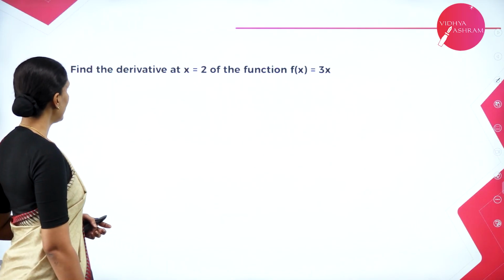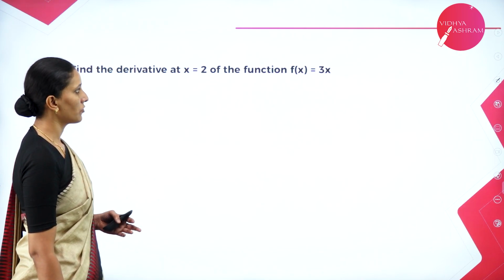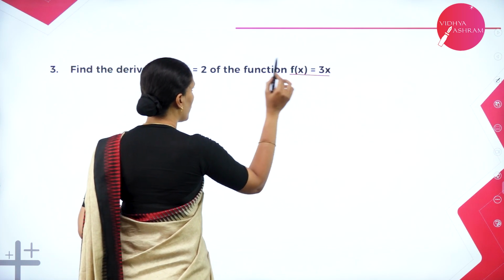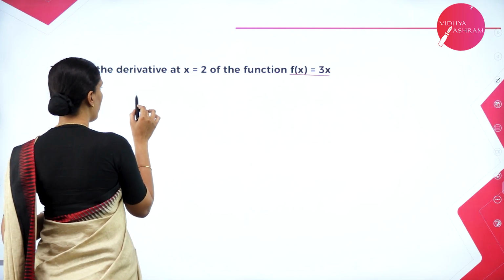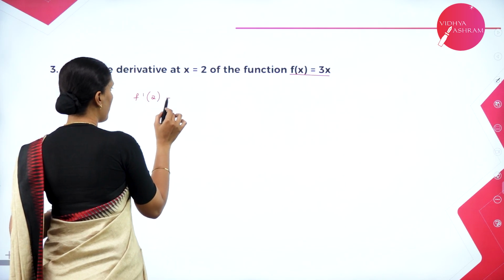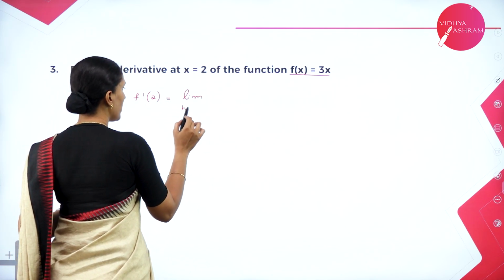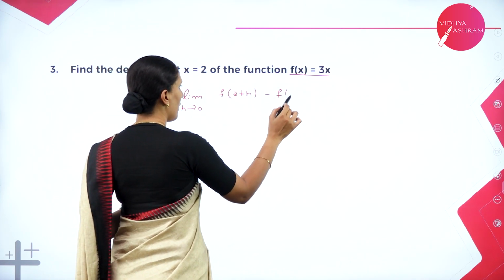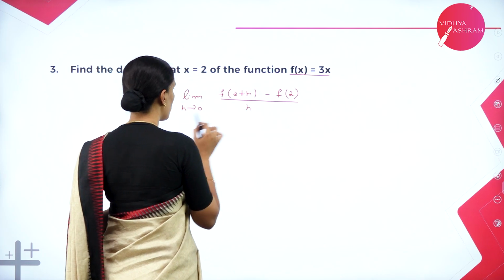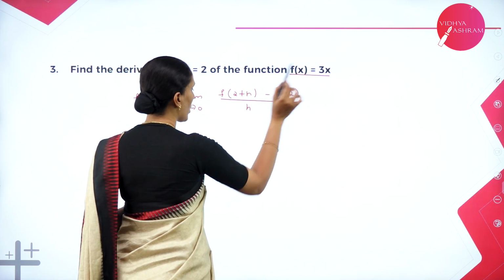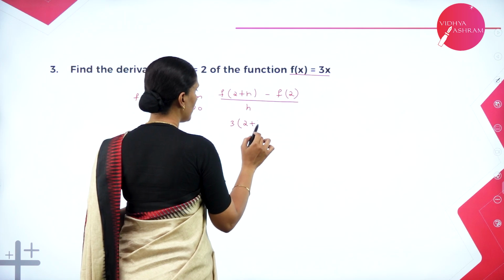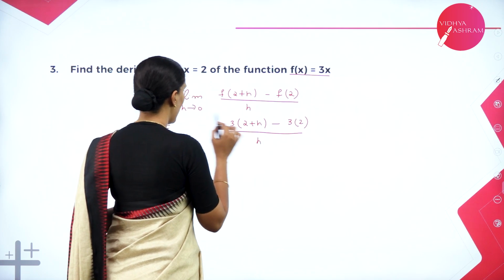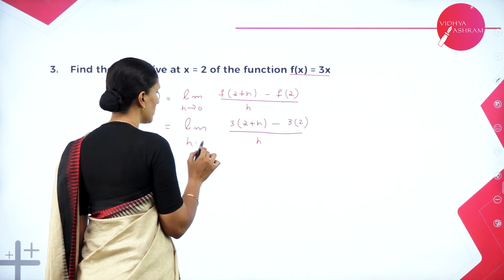Next one, find the derivative at x is equal to 2 of the function f of x is equal to 3x. So we are taking f of x is equal to 3x at x is equal to 2. So therefore, f dash of 2 can be written as limit h tends to 0 of f of 2 plus h minus f of 2 whole divided by h. Now f of 2 plus h can be written as 3 into 2 plus h and f of 2 can be written as 3 into 2, divided by h, as limit h tends to 0.